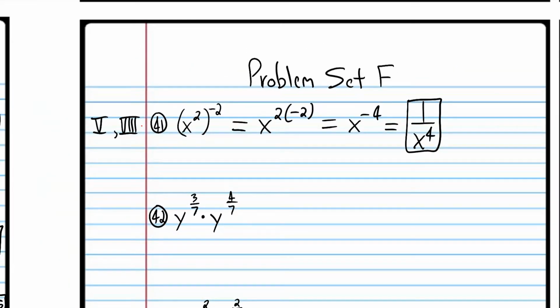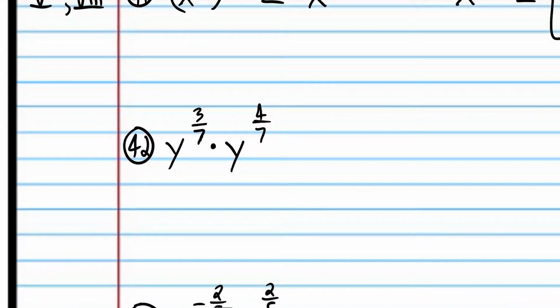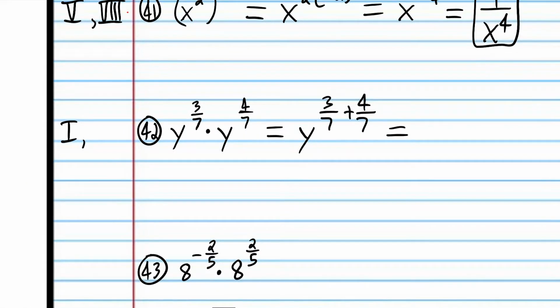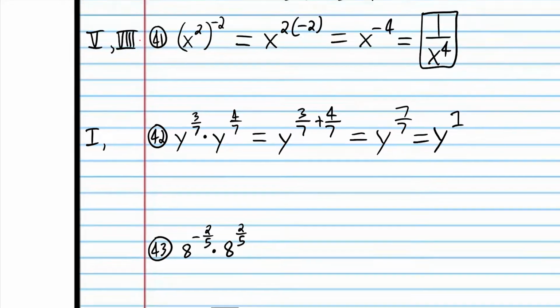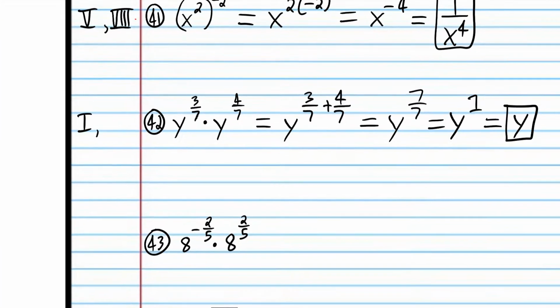All right, so let's try the next one here. We're multiplying powers, and so when you do that, you add the exponents. And 3/7 plus 4/7 is 7/7. But 7 out of 7 would just be 1. And anything raised to the 1 power is just whatever that number is. That is rule number 6.